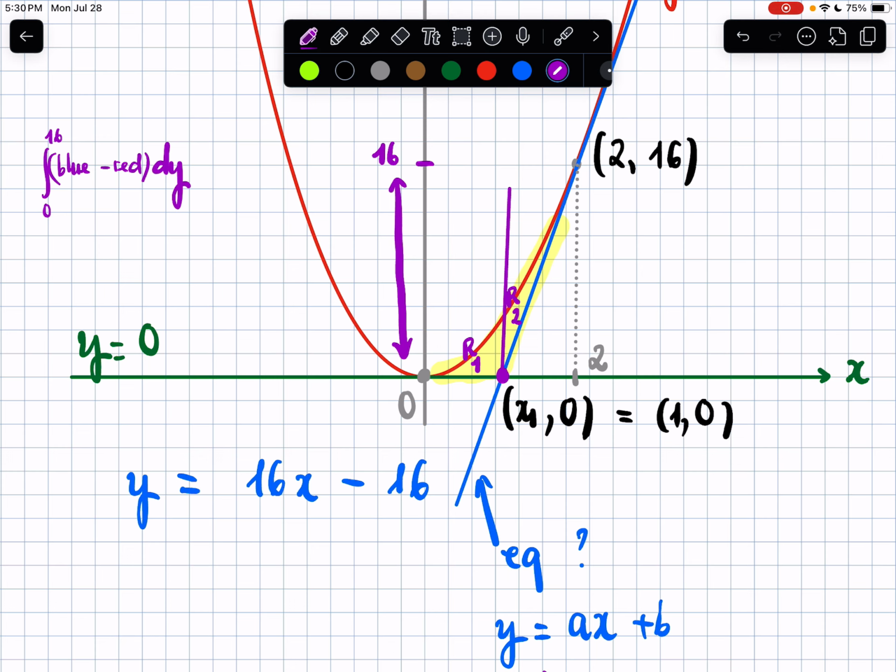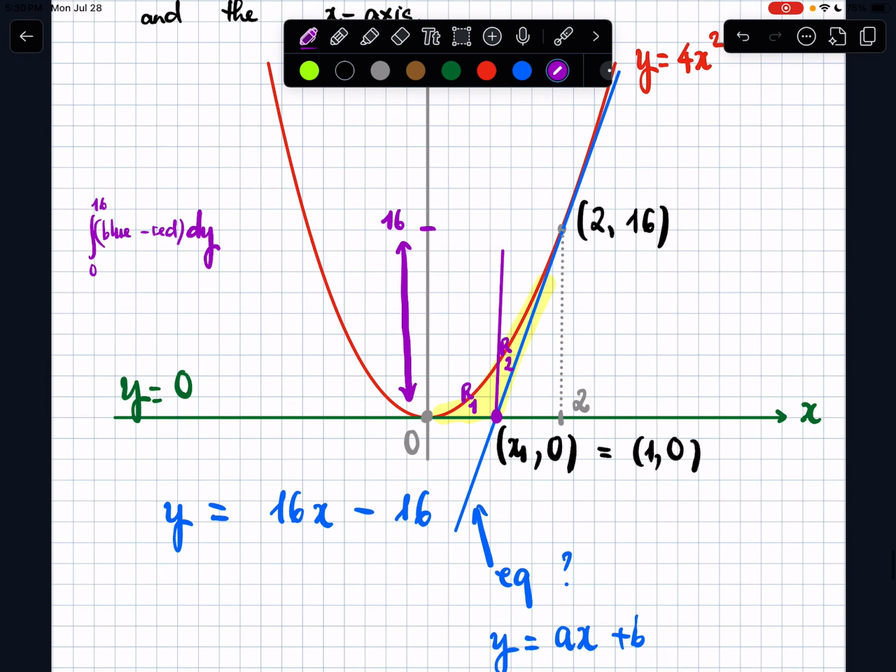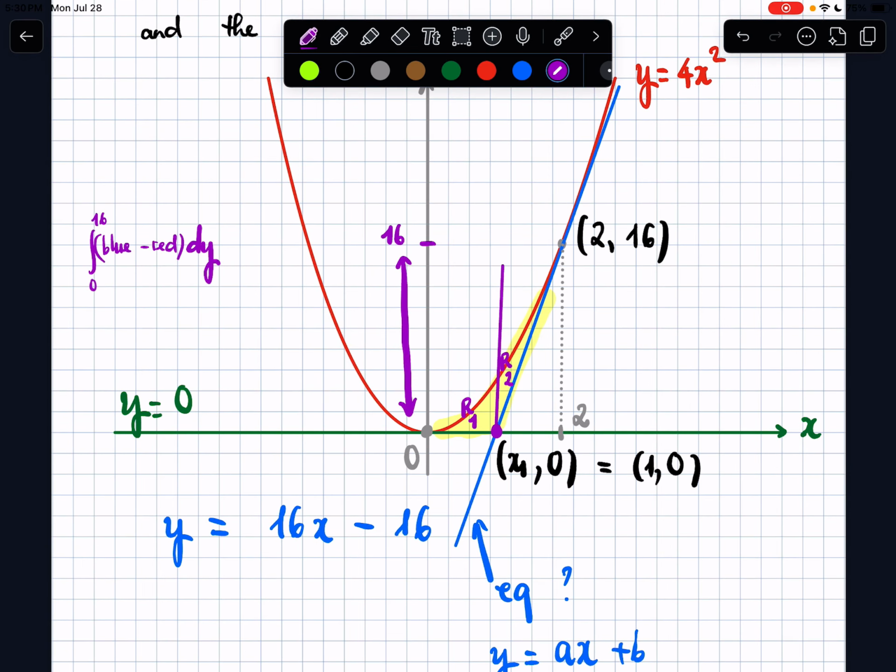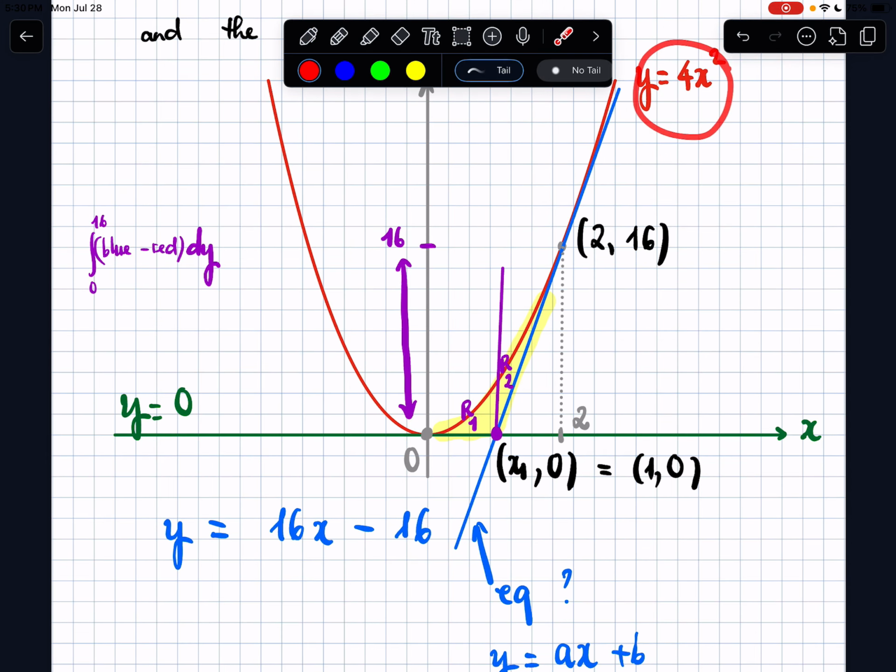The blue one and the red one we need to write as x equal to a function of y. So for example, in this case, for the part x greater than 0, the red is x equal to the square root of y divided by 4. And the other one is x equal to (16 plus y) divided by 16.